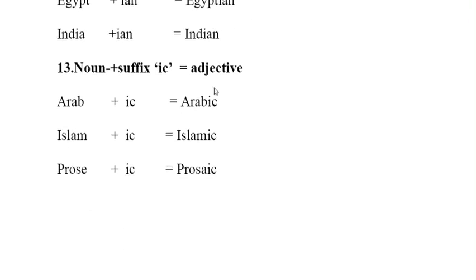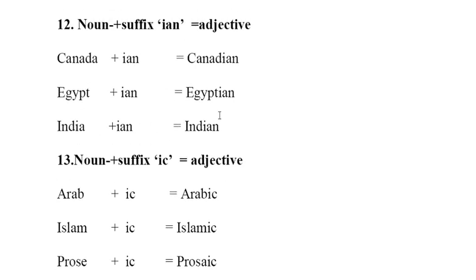Rule 13: noun plus suffix IC, and it becomes an adjective, like Arab plus IC, Arabic. Islam plus IC, Islamic. Prose plus IC, prosaic. So these are the rules to remember for suffixes and prefixes.